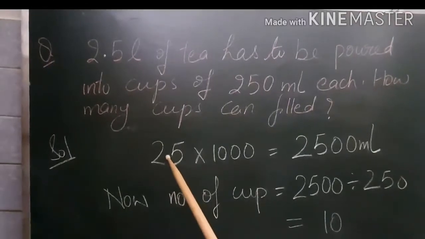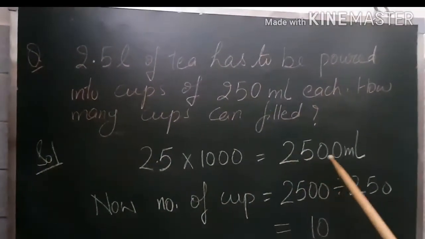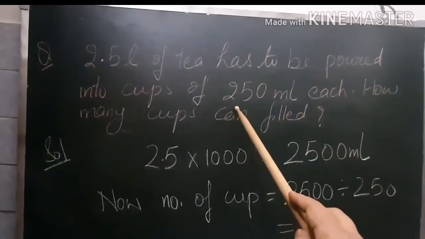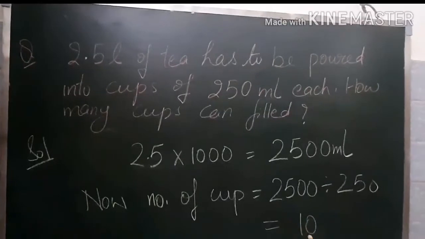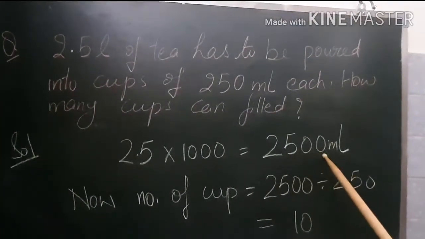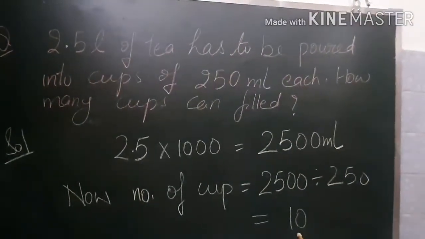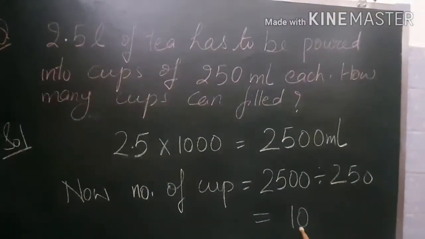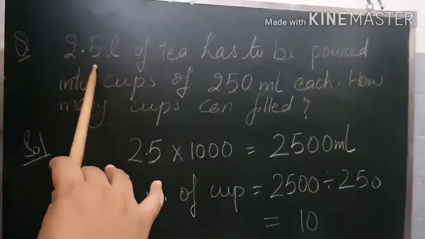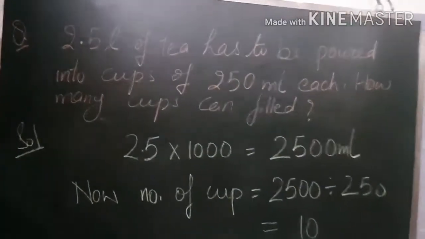So you get 2500 ml. Capacity of 1 cup is 250 ml, so I have to find the number of cups. I just divide 2500 ml by 250 ml and I get 10. So how many cups can we fill with 2.5 liter? It is 10 cups. In this way we solve word problems.